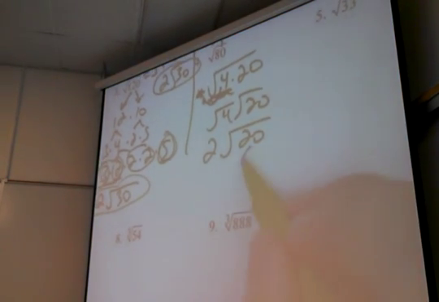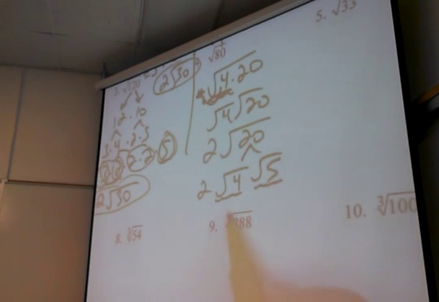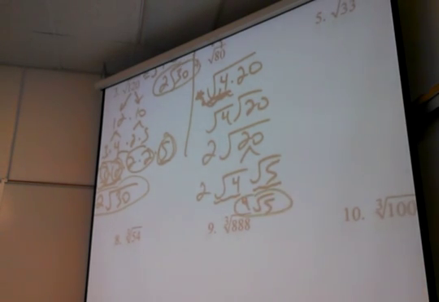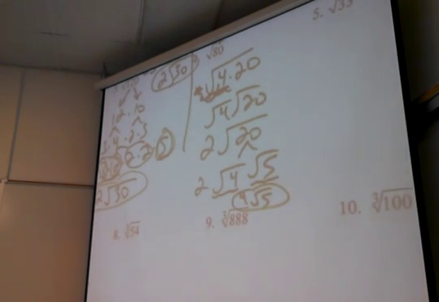And so 20 I can do what with? 4 times 5. Yeah, so the square root of 20 is the square root of 4 times the square root of 5. What's the square root of 4? 2. Times the 2 that's already there. So 4 square root of 5. Whoop. Right? It's the strangest sound effect.